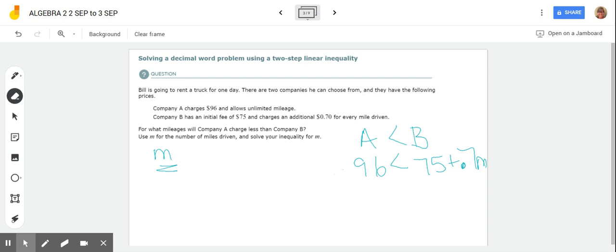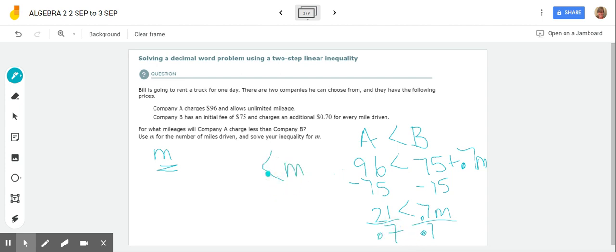All right, we're going to subtract 75 from both sides. Subtract 75, you will get 21 is less than 0.7 M. Divide by 0.7. You can use a calculator if you want. If not, you can remember your basic math, which is 21 divided by 0.7, where you move the decimal over, add a 0, and you will get 30. 7 goes into 21 3 times, 30. So M has to be greater than 30 minutes. And that's your answer. Moving on.